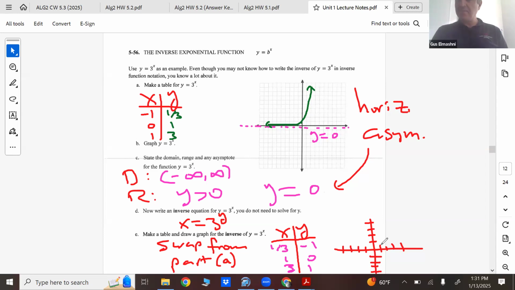Wait, what is interval notation? It's like, oh, it's something. Parentheses or brackets. Yeah, I'll show you guys in a moment. Forgot.